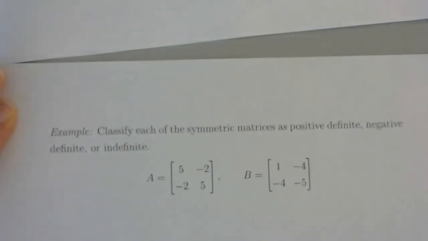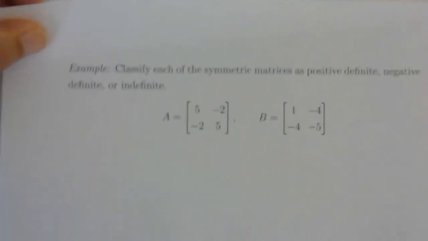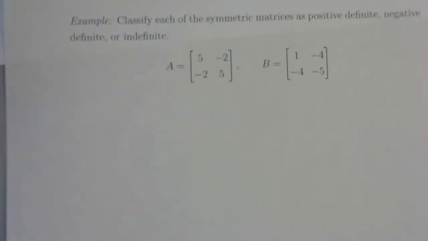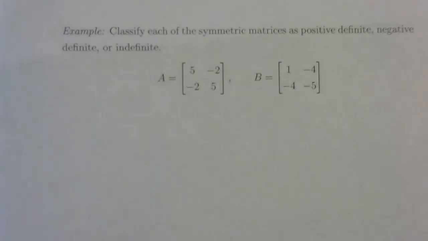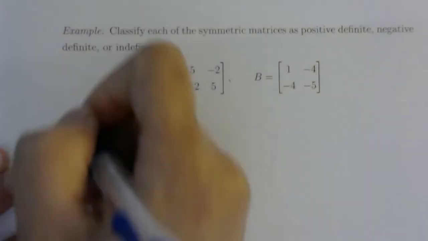So let's just practice finding whether or not a matrix is positive definite, negative definite, or indefinite, and then we'll relate this back to a multivariate version of the second derivative test for finding maxima and minima of these functions. Okay, so here are two matrices, and I want to know if they're positive or negative definite. So let's find the spectrum.